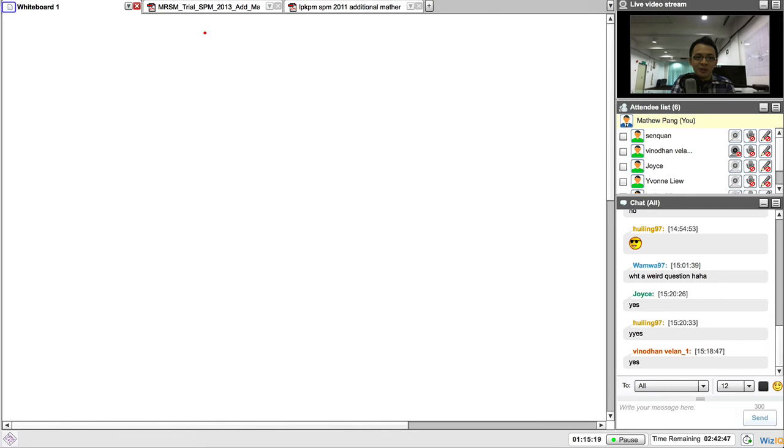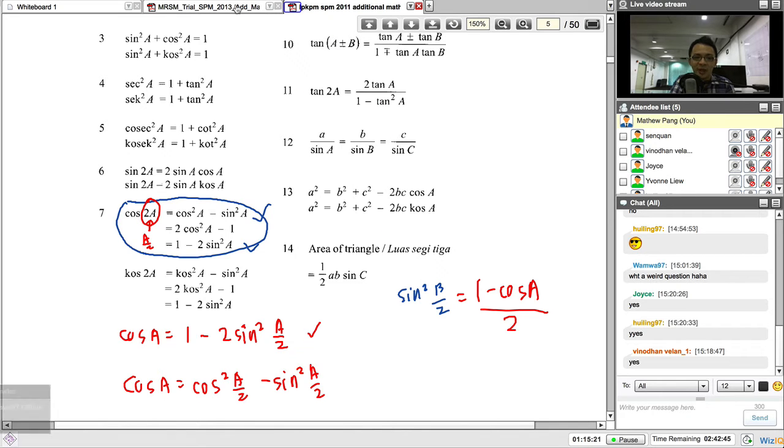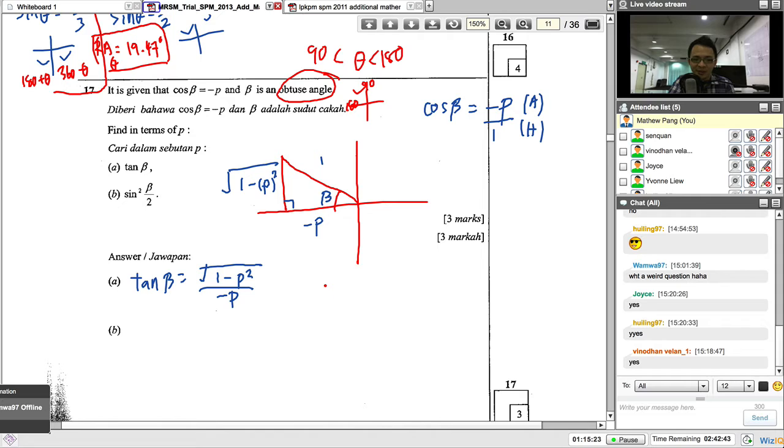Okay, so just now, where am I? So we got this one. Just now we got the sine. Okay, just now we got cos A equals to, what is that already?